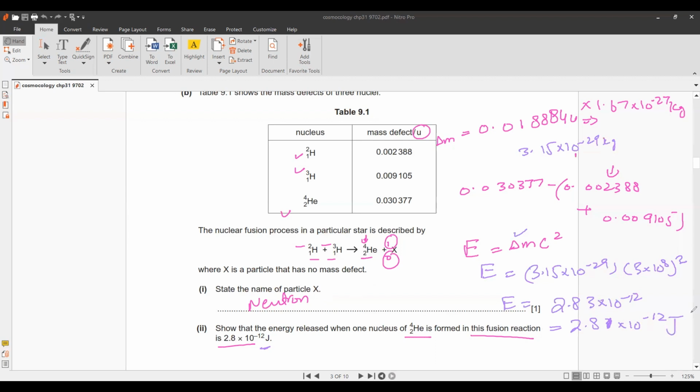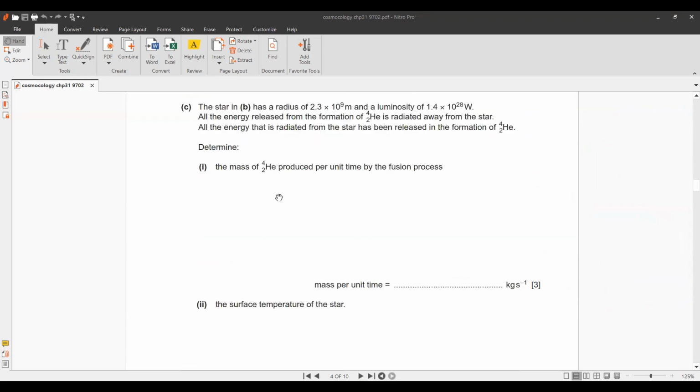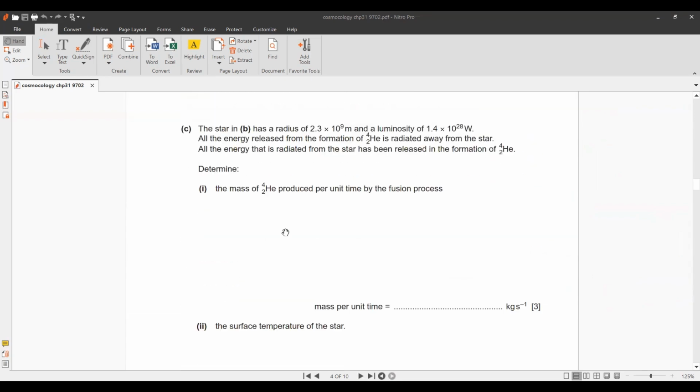If it were in electron volts, what would we do? If it were written in electron volts, we would divide by 1.6 times 10 power minus 19, to convert to mega electron volts.